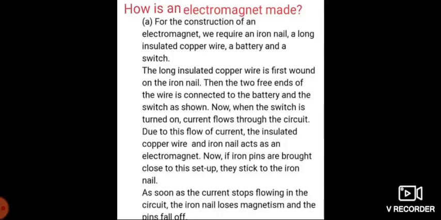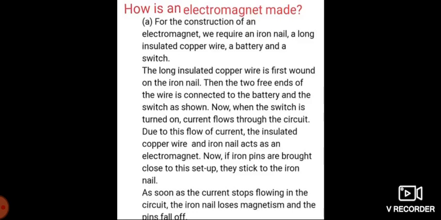The first question we are going to revise is, how is an electromagnet made? In this question you just write how it is made. The answer is displayed on your screen, and it is also given to you and you have noted it down in your CW. No need to draw a diagram here, you just have to write how an electromagnet is made. The answer is, for the construction of an electromagnet we require an iron nail, a long insulated copper wire, a battery and a switch. These things we need to make an electromagnet.